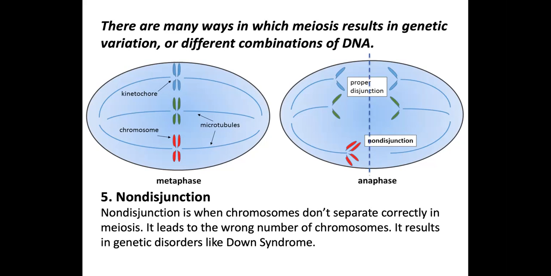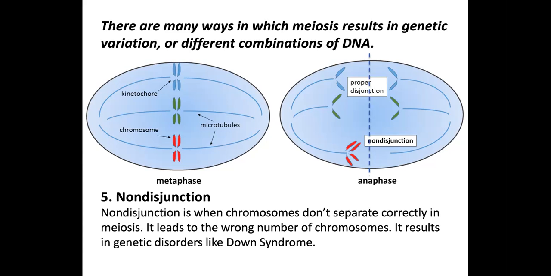So instead of 46, someone can end up with 45, 47. Those are the biggest ones, okay? And it will result in genetic disorders like Down syndrome. And like I said, we'll talk more about this when we get into karyotyping and how to read a karyotype. Okay, so when we don't have the proper number, that is non-disjunction. So the chromosomes do not separate correctly.